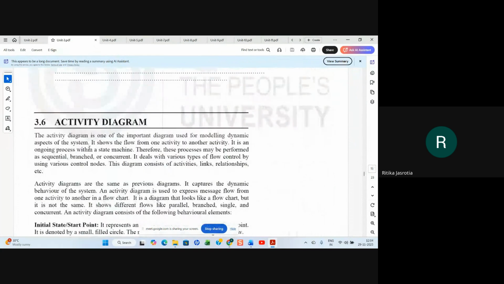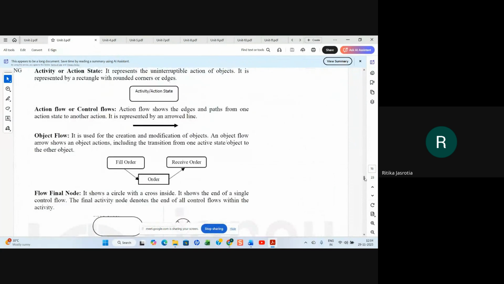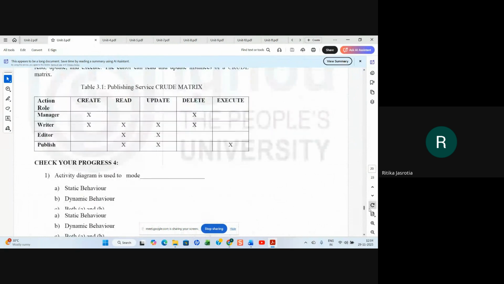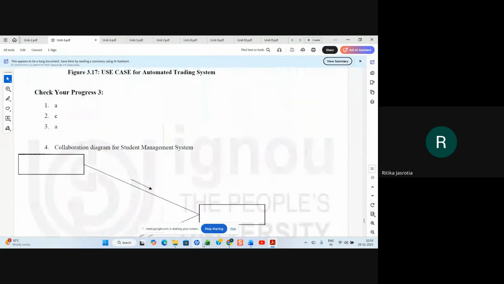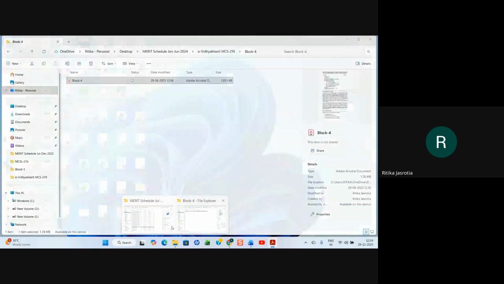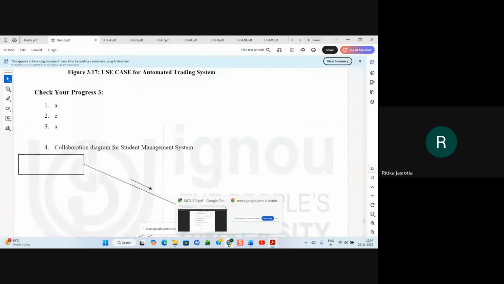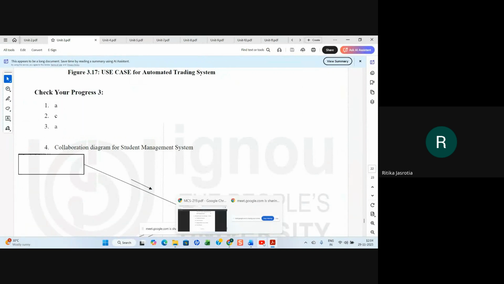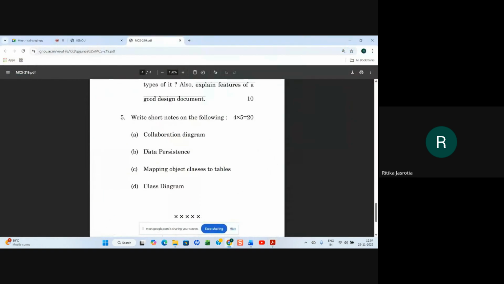So they have given you the activity diagram also. They have not explained it, but the collaboration diagram I have given you the content, so you can go to that also for the collaboration diagram, right? It is similar to the sequence diagram, but the only thing is it is numbered accordingly. So that is there. Then data persistence.